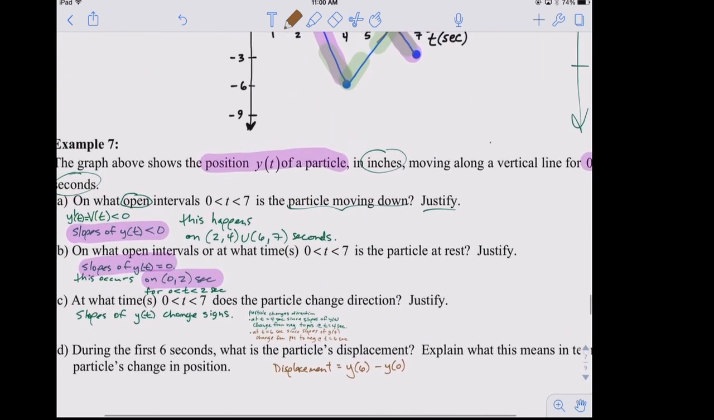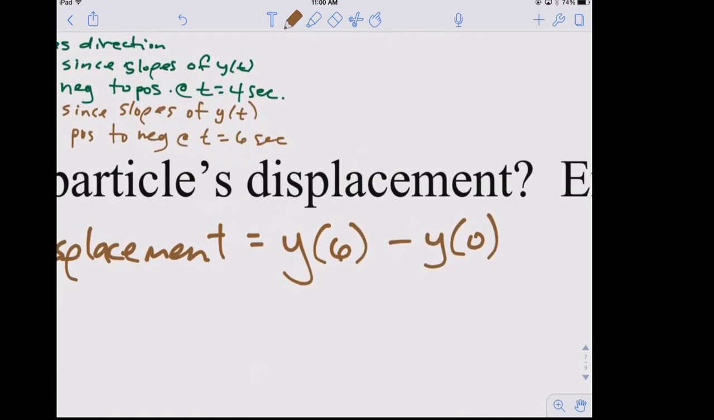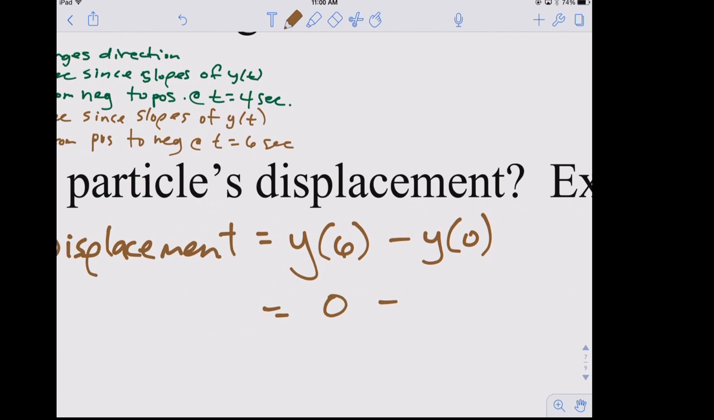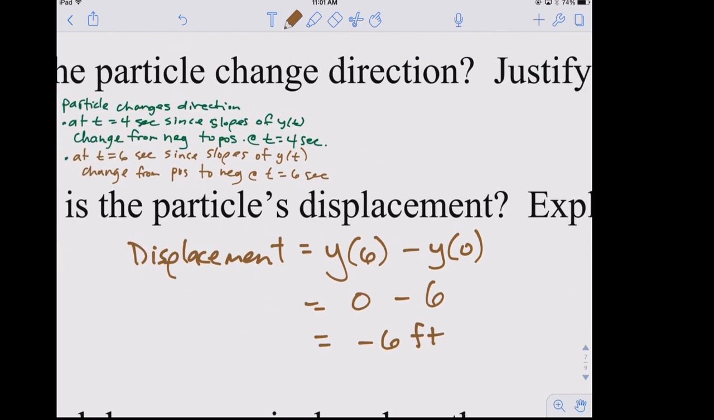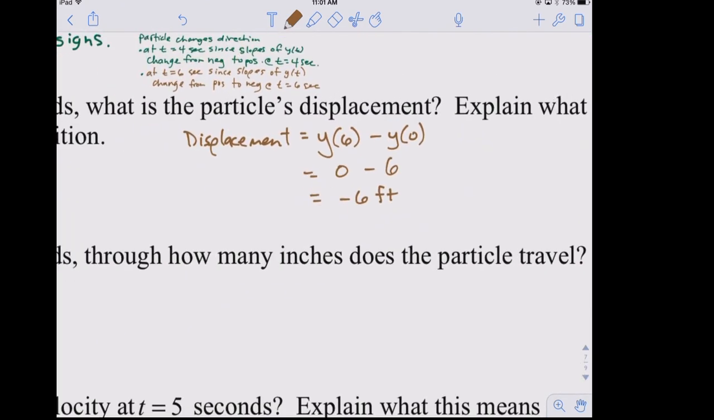Now, how are we going to get those values? From the graph. Yeah, very good. y of 6 is 0, and y of 0 is 6. So that's negative 6. And what are the units there? Well, it's displacement. We're talking about y value, so it's feet. And explain what this means in terms of the particle's position.